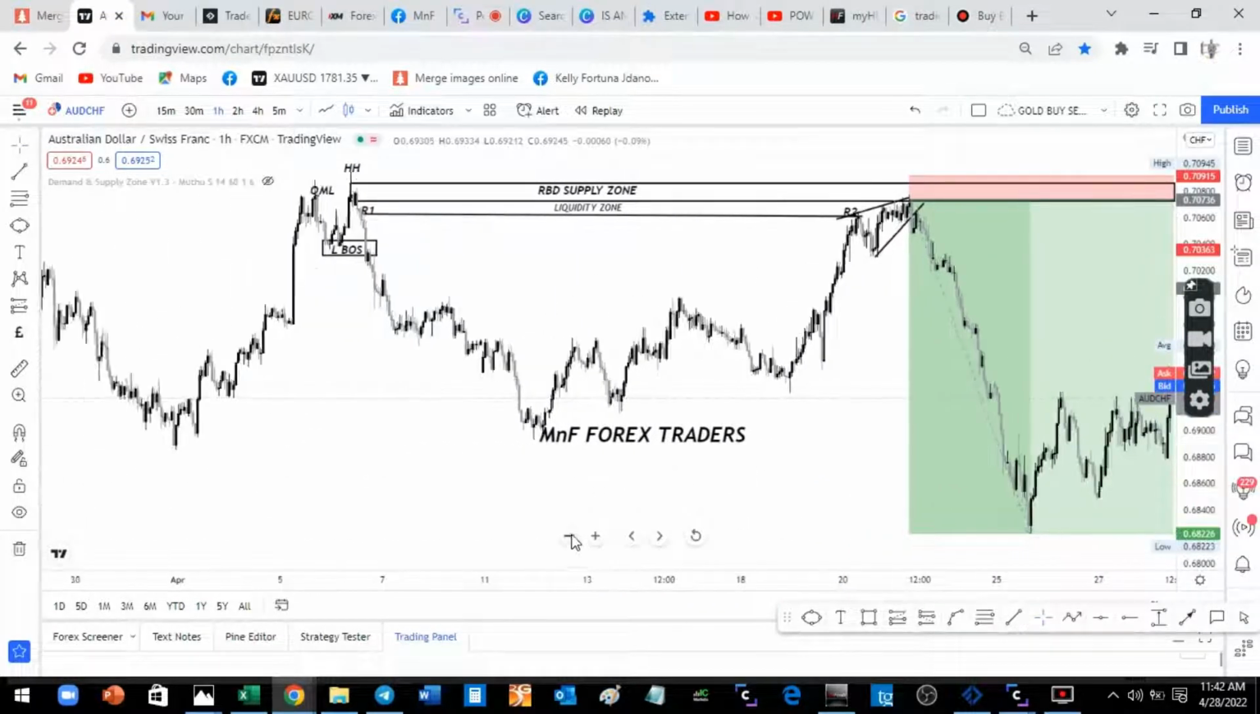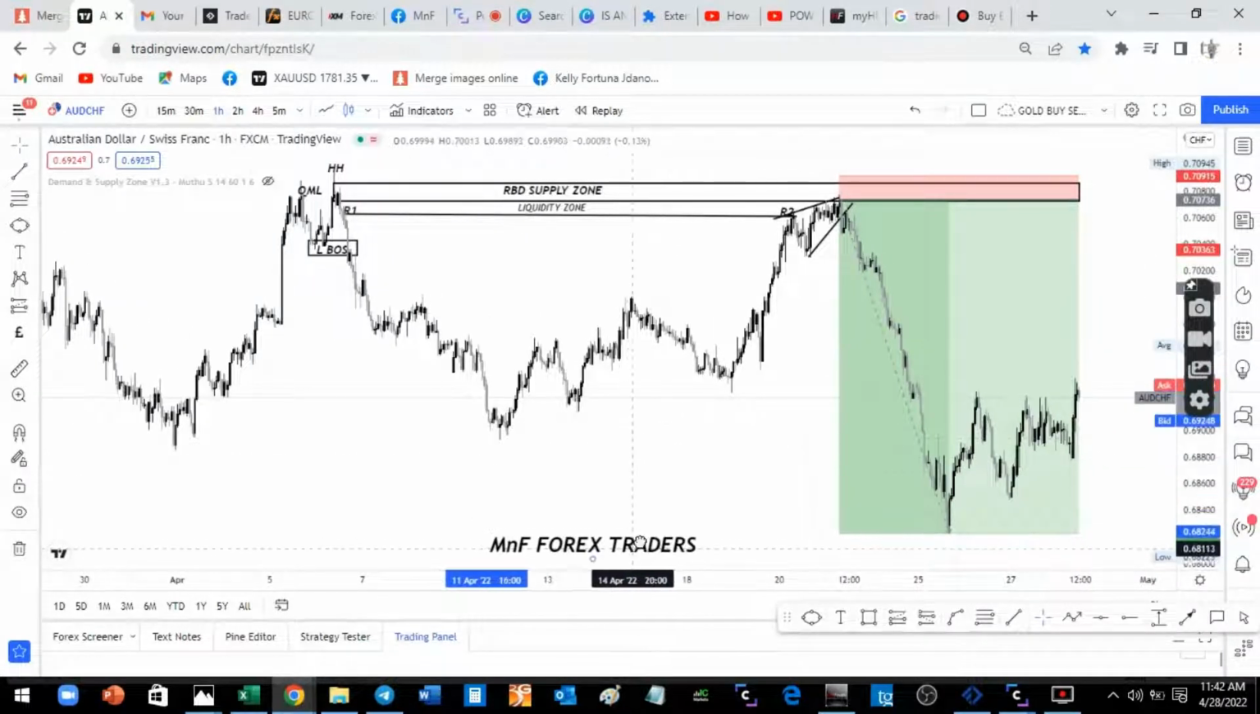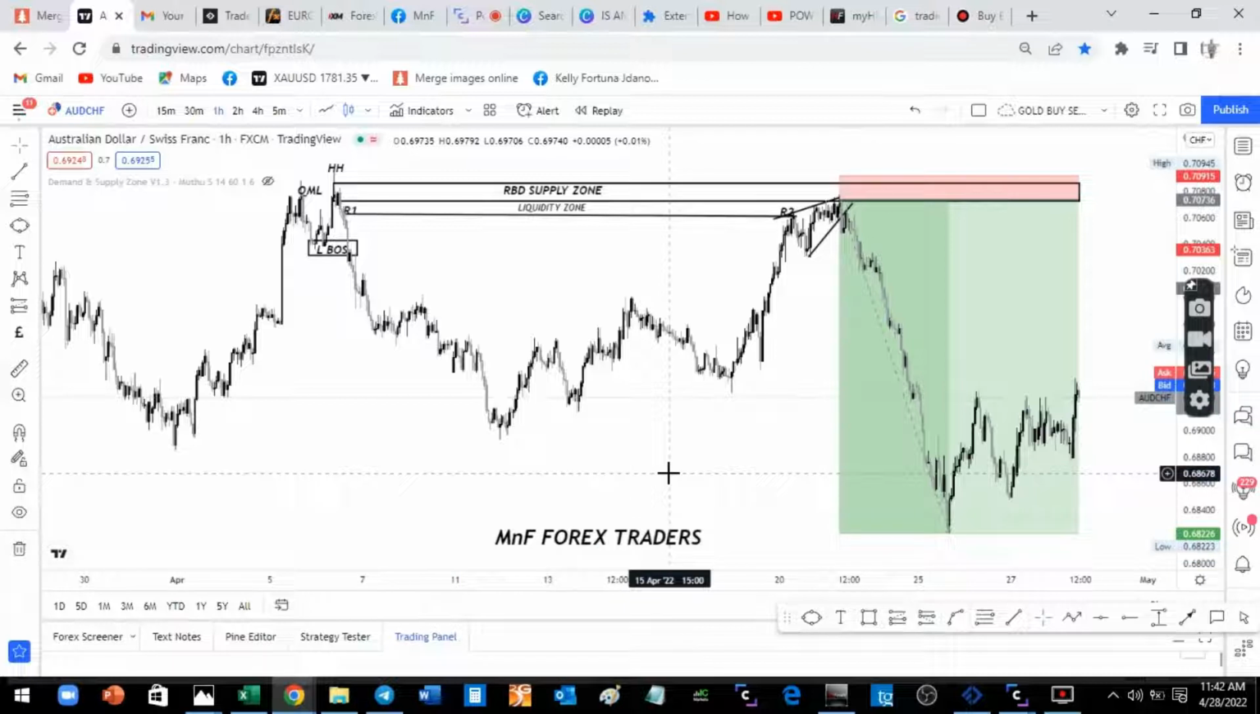If you've noticed by now, we are always taking these kinds of setups that offer us more than 1 to 5 risk to reward ratio. We don't take any trade that gives us anything less than 1 to 5 risk to reward ratio. So what that does psychologically is that it helps us absorb the losses. You understand what I mean?